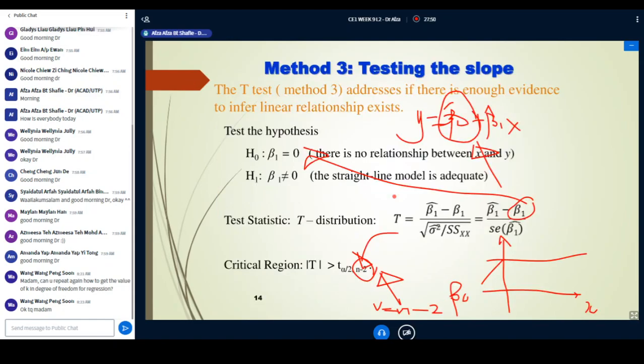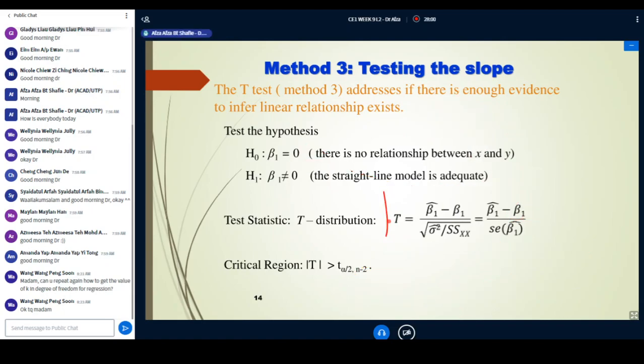Now the third test is the T statistics. How do we calculate the T? Using beta 1 hat minus beta 1 over the standard error. Like I said, beta 1 is 0 under the null hypothesis. So basically it's just beta 1 hat over the standard error of the beta 1 hat.